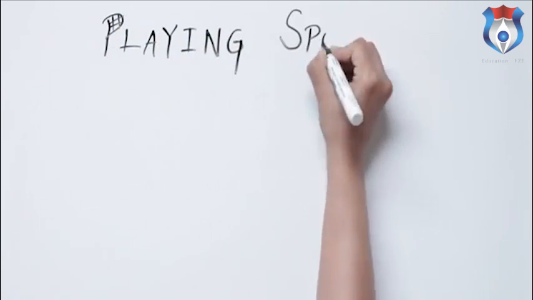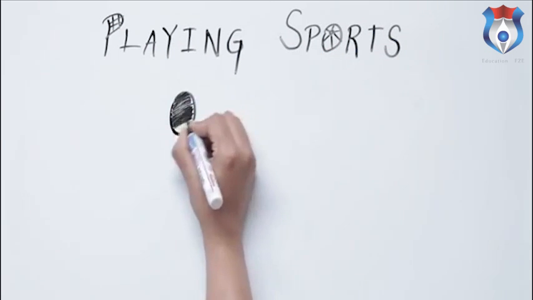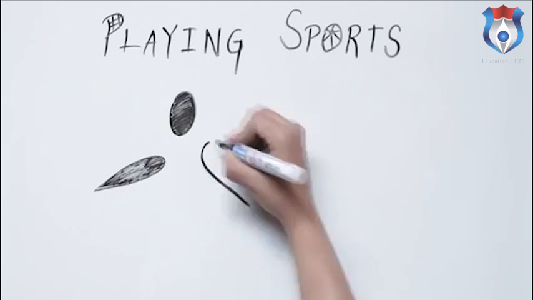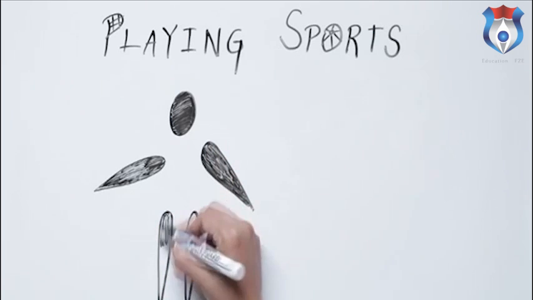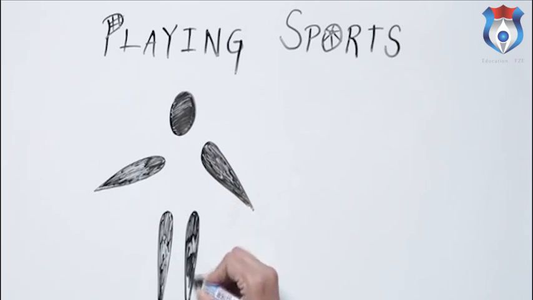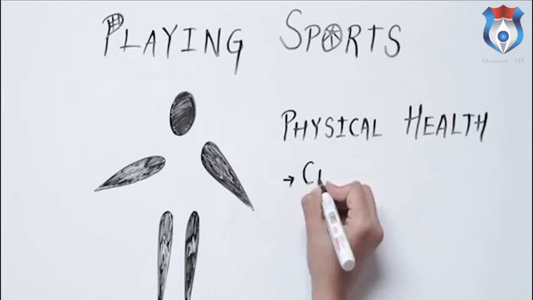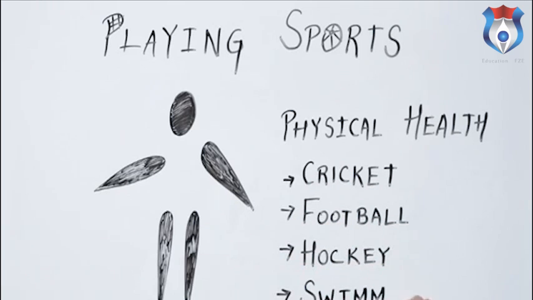Playing sports and how they impact you. Just as a library is necessary for the mental health of a person, so is a playground for the physical health. Playing sports, indoor or outdoor, is important for the mental as well as physical development of an individual, and every sport has its own unique advantages. Let's look at a few sports and how they impact us.